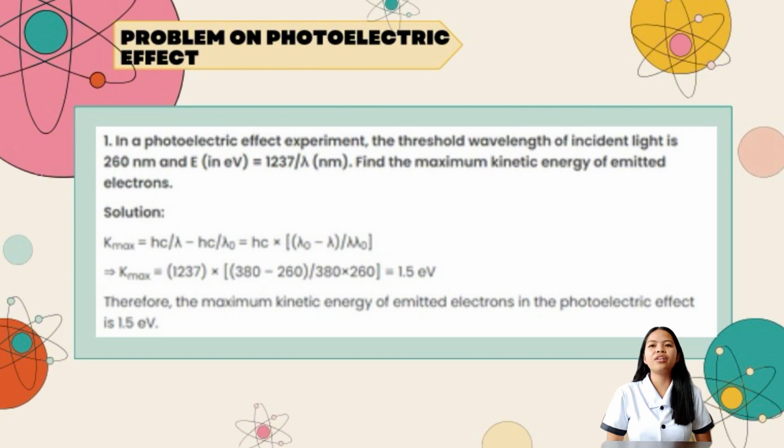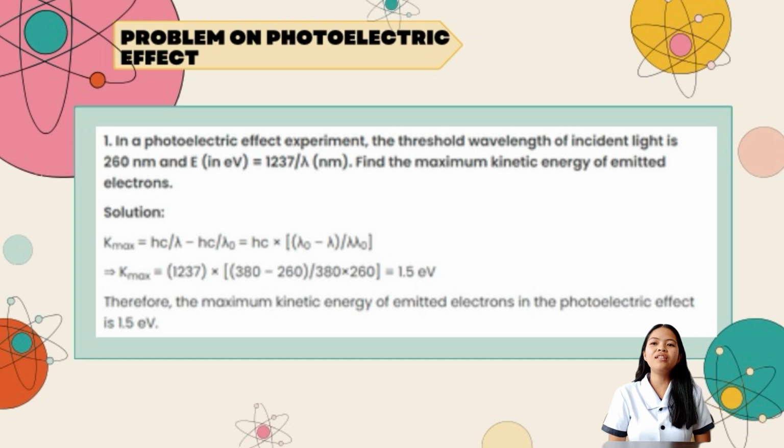So we have the sample problem of the photoelectric effect. In a photoelectric effect experiment, the threshold wavelength of light is considered as 380 nanometers. If the wavelength of incident light is 260 nanometers, find the maximum kinetic energy of emitted electrons, given as photoelectrons, or E, also equivalent to 1237 divided by the wavelength of light in nanometers. So the given data is: threshold wavelength of light is 380 nanometers and the wavelength of incident light is 260 nanometers. Since we are dealing with finding wavelength, we're going to use this equation.